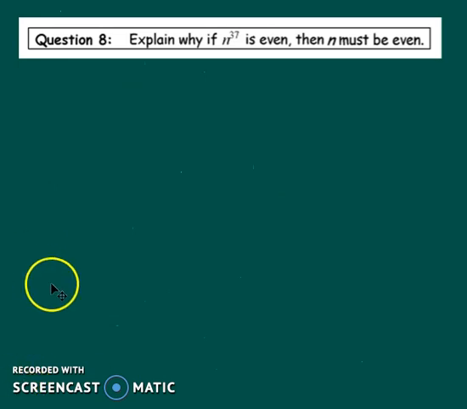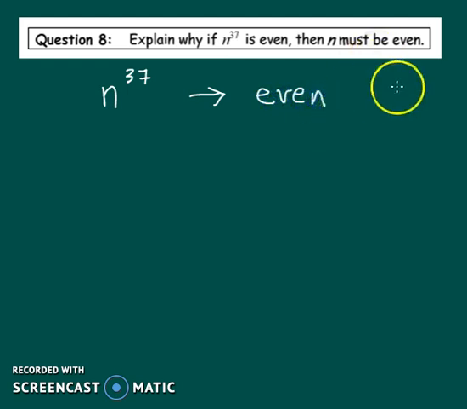Now let's use what we just figured out in question number 6 to get the answer for question number 8. So explain why if n to the power of 37 is even, then n must be even. So what does that mean? They're telling us that n to the power of 37 is even. Does that mean that n also has to be even? What does this really mean?